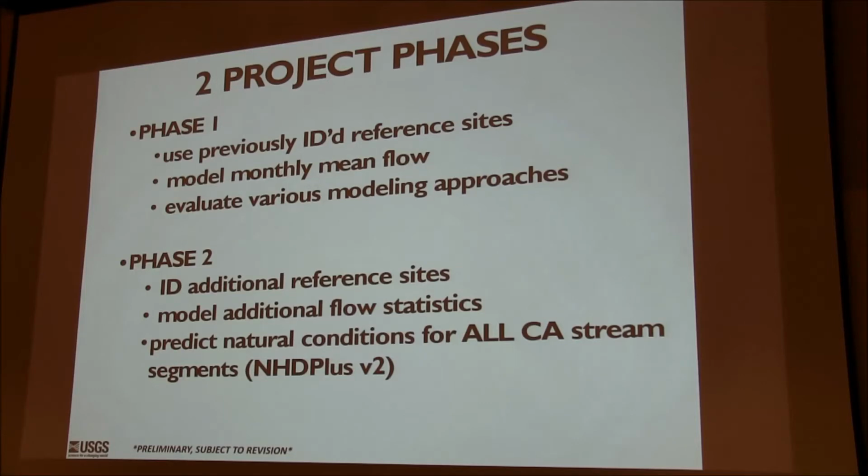Phase two is the one that I've been most involved with. We had this suite of reference sites from the first phase, but we wanted to build a greater spatial network, and I'll show you some maps in a minute. Additionally, we wanted to get additional streamflow statistics, so not only the mean, but the minimum, the maximum, and the median monthly flow. And then we also wanted to use this information to predict these conditions to all the stream segments within California.